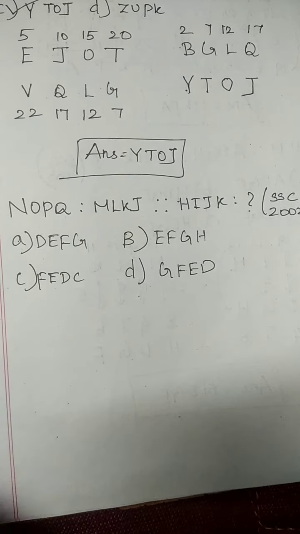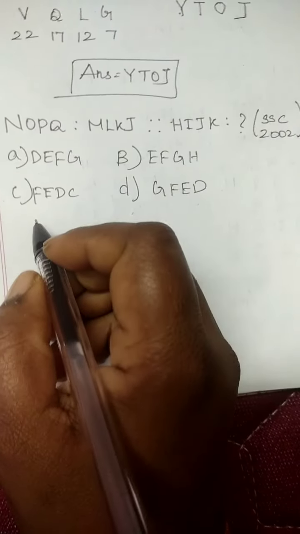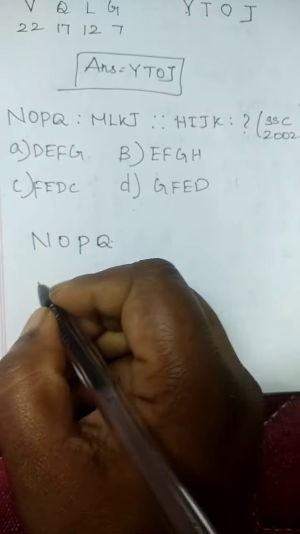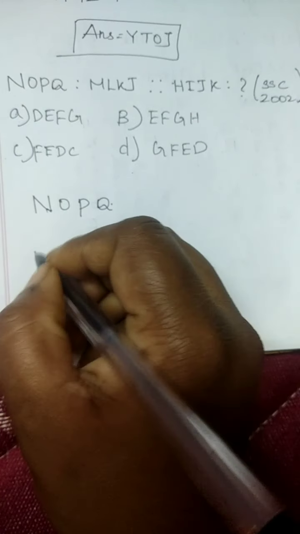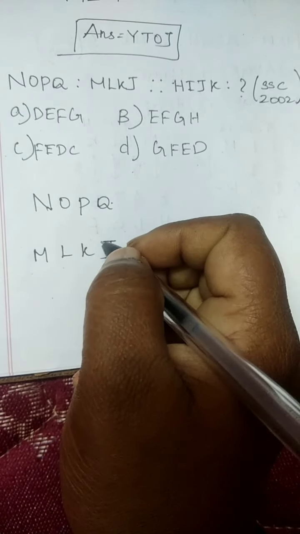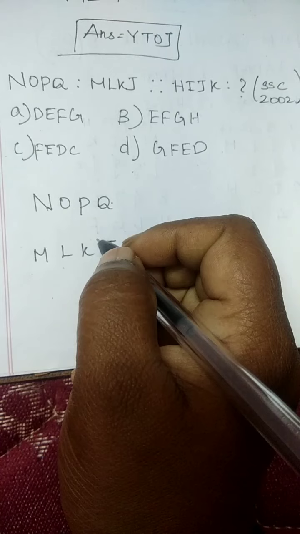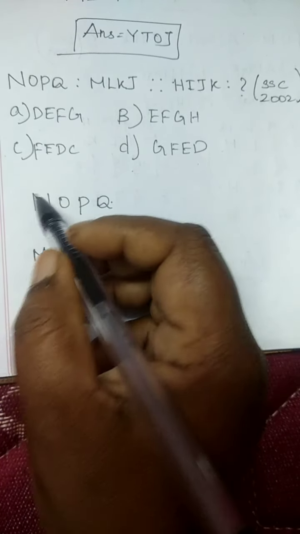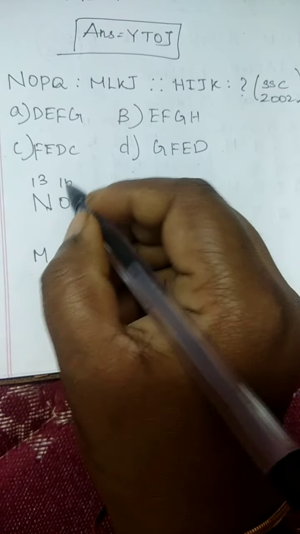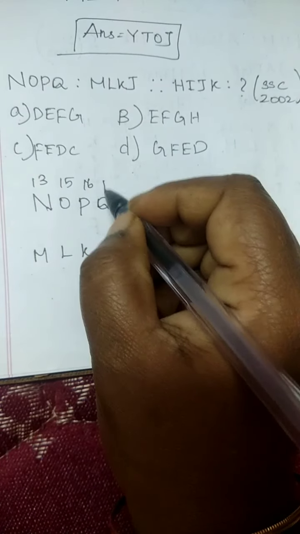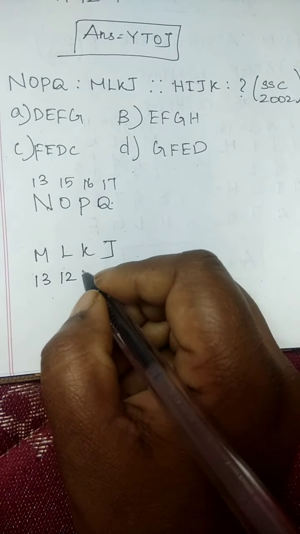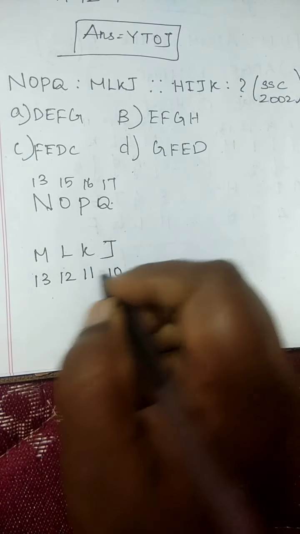So what we have to do is find the clue. Write the question again: NOPQ and then MLKJ. Number it in alphabetical order. N in alphabetical order is 13, O 15, P 16, Q 17. And then M is 13, L 12, K 11, and J 10.